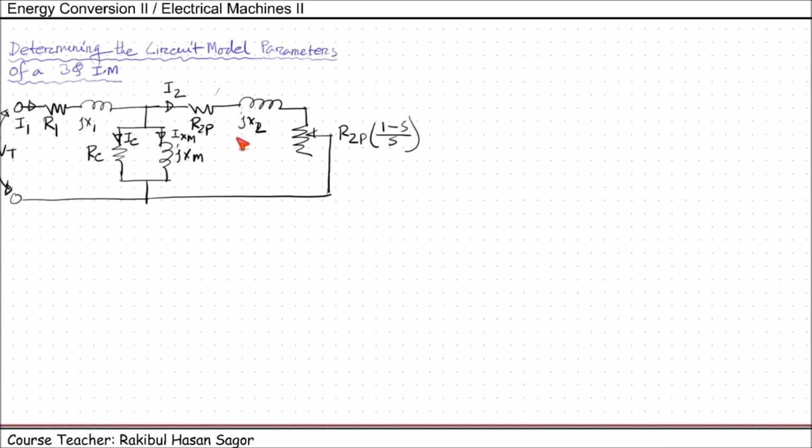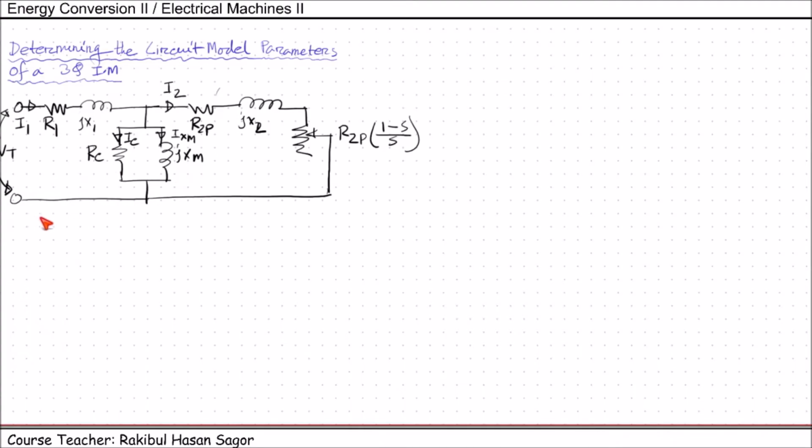Now for any real three-phase induction motor, the values of R1, X1, R2P, X2, RC and XM need to be determined. For determining those values, we need to undergo some tests. These tests are exclusively shown in the labs. However, I am going to describe the methods step by step for determining these unknown values for every motor.